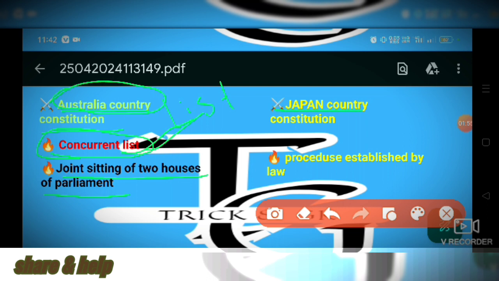Next, Japan constitution. Procedure established by law.